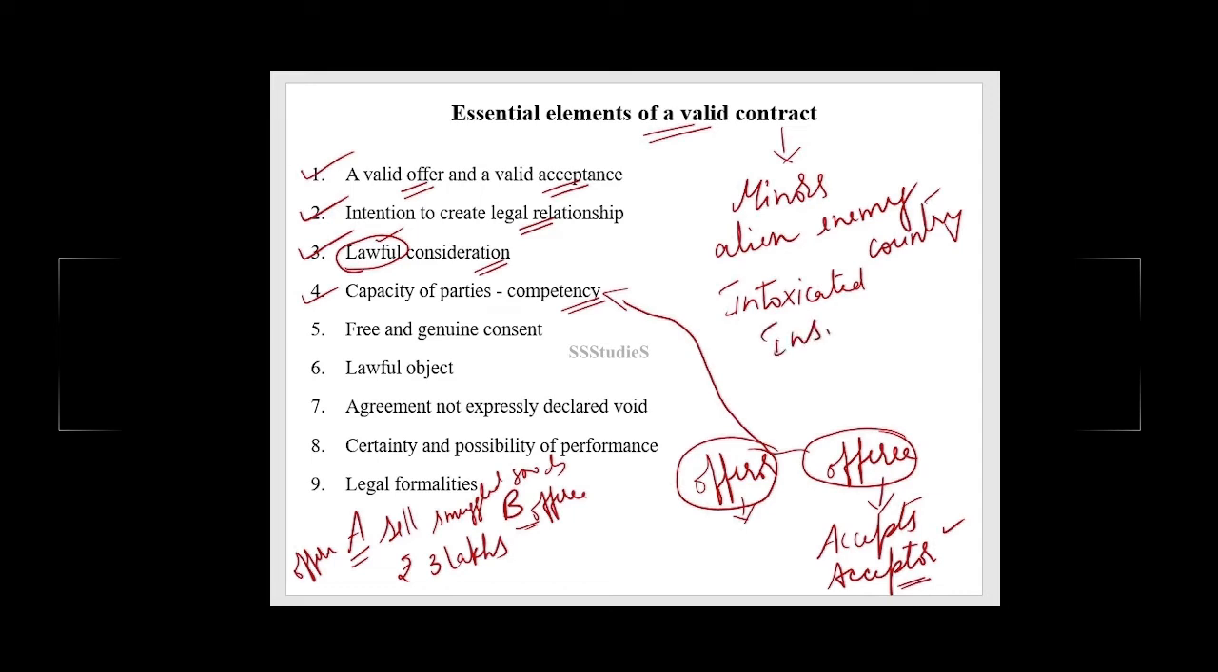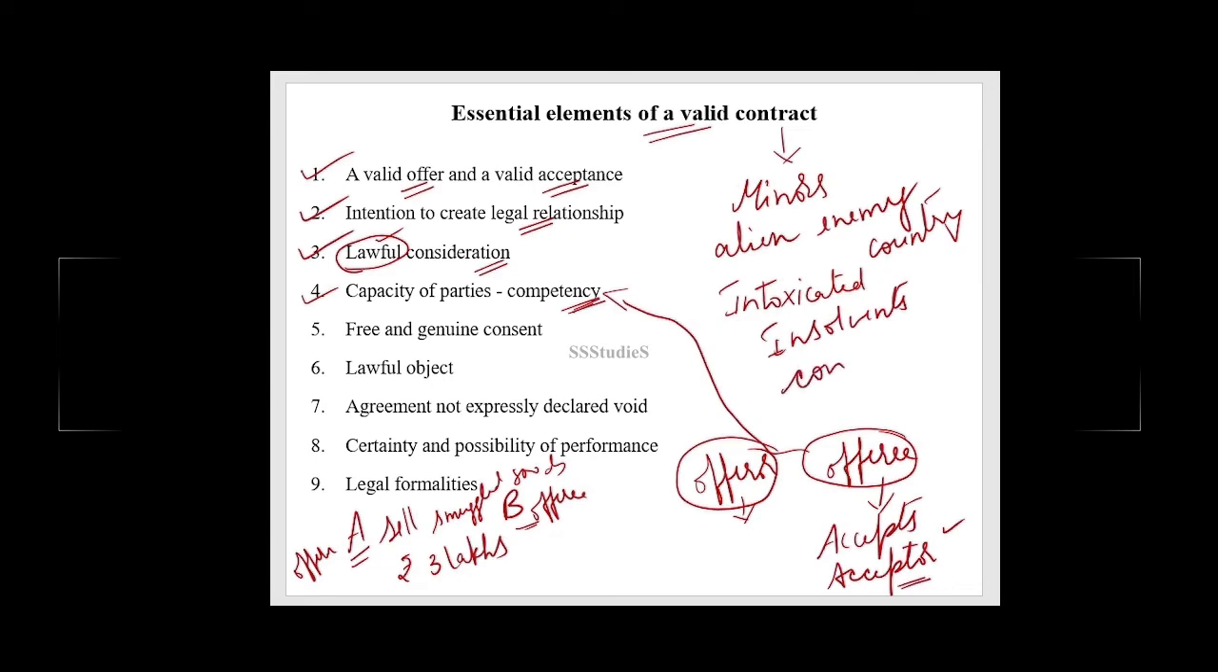Likewise, insolvents. Insolvency is declared by the court of law. So insolvents are the ones who have more liabilities than their assets. In case the court declares an individual as an insolvent, as soon as he is declared an insolvent, he loses his competency to enter into any contracts. It is not that insolvency is permanent. As soon as he once again becomes solvent, once again if the court removes his insolvency status, in that case after he is relieved from this insolvency status, he will be capable of entering into contracts.